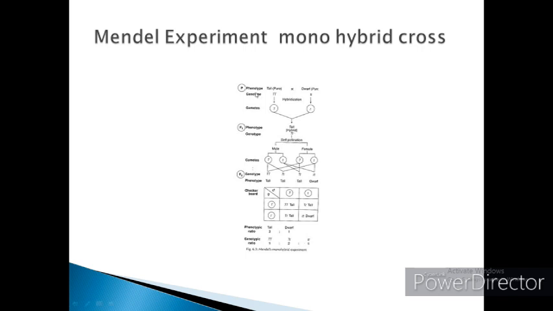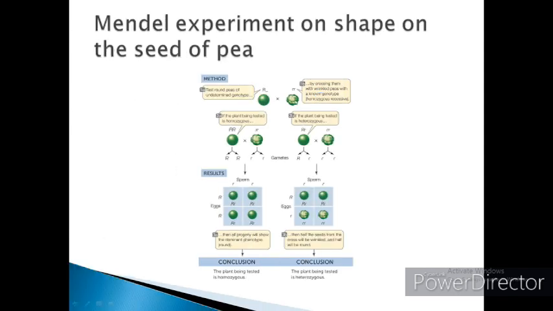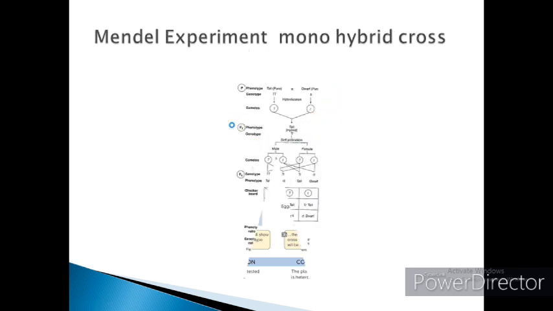He went to his garden and started experimenting on the pea. He took two pea plants, one a tall pea plant and the other a short pea plant. Then he made a cross, and he found that he got all tall plants.